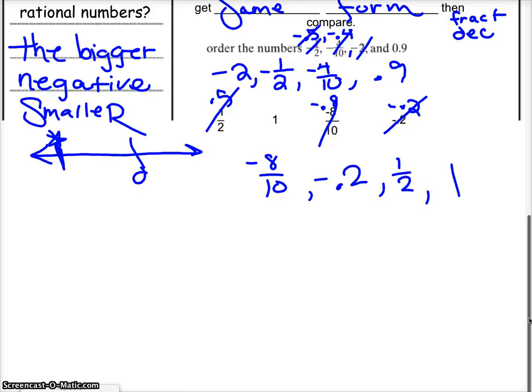followed by 1. So if you're ever confused, quick draw out a number line. It's not going to take you long if you quick draw a number line out. And then you can plot the numbers and order it that way.